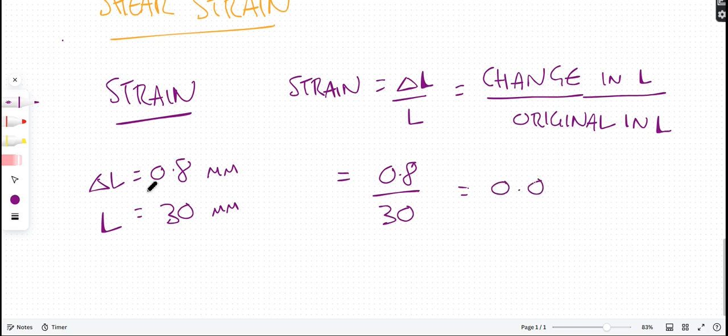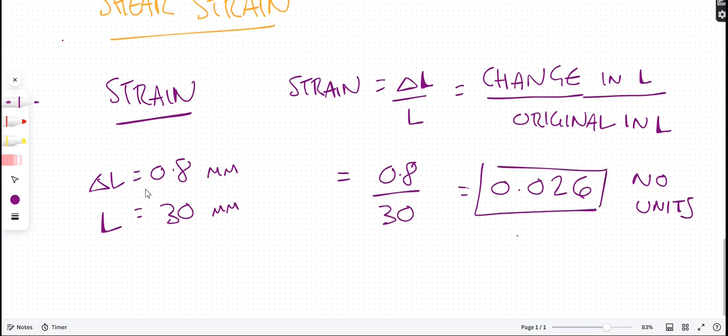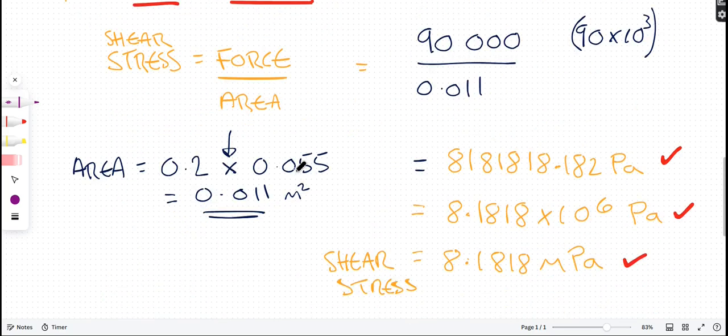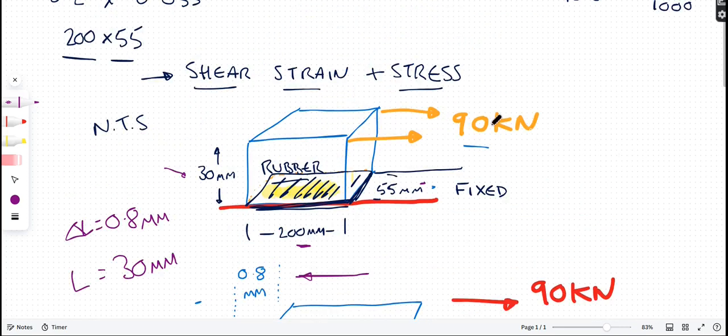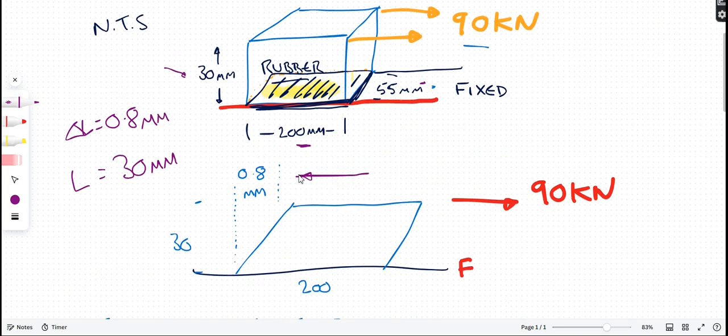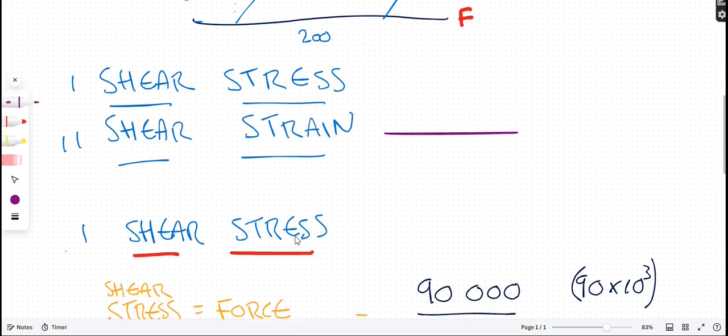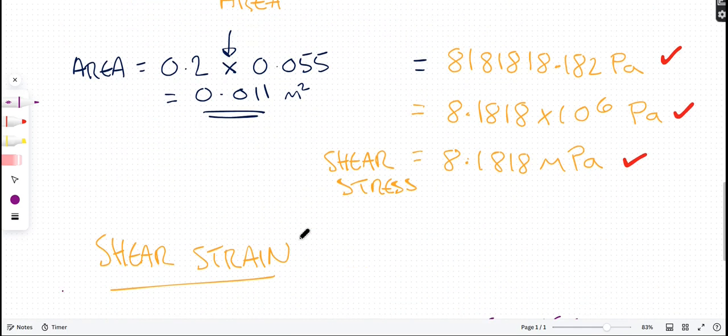On your calculator, that'll give you 0.026. No units, it's a ratio. That's the strain, done. So that's the strain, that's the stress. All you've got to make sure is that you get the size of the force correct, get the area correct, get it into meters, and then with the strain, make sure you use the height. So there we are.